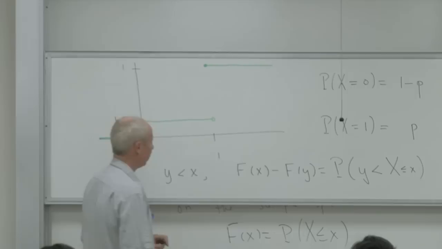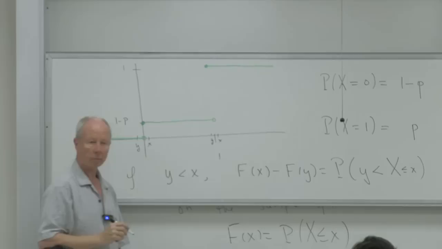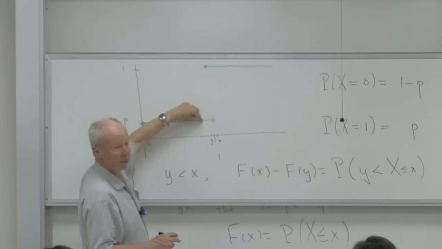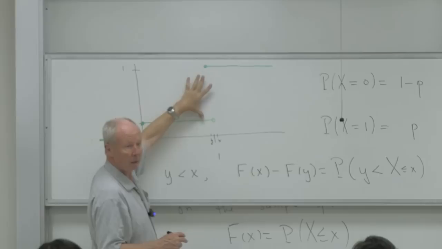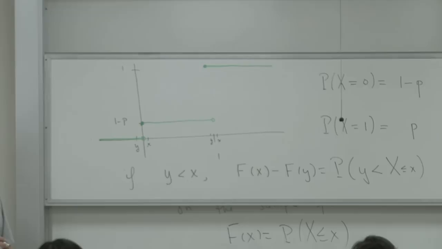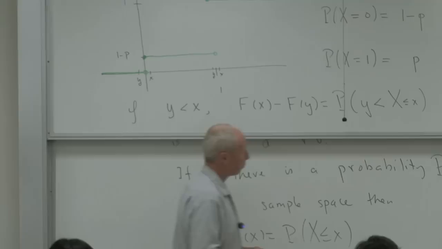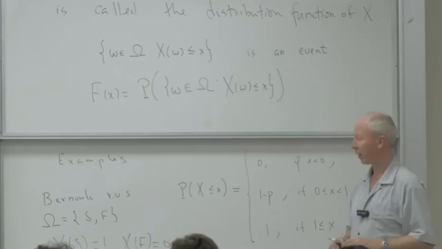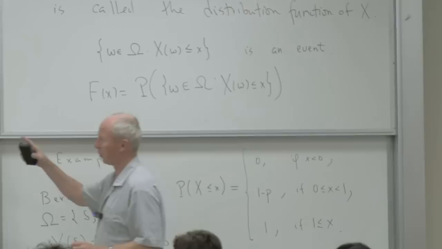On the other hand, if I put x over here and y there, what would f of x minus f of y equal? F of x is 1. F of y is 1 minus p. 1 minus 1 minus p is p. So this would be the jump here, which would be p. And I can let x and y get arbitrarily close to 1. And that would mean that the probability x is 1 is p. Okay. Now to review, Bernoulli random variables led to a whole bunch of other ones. In fact, probably almost all the ones you'll study that are discrete are coming from Bernoulli random variables. Any question on this Bernoulli random variable and its distribution function? Okay.